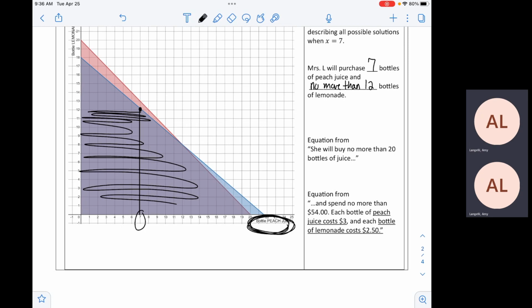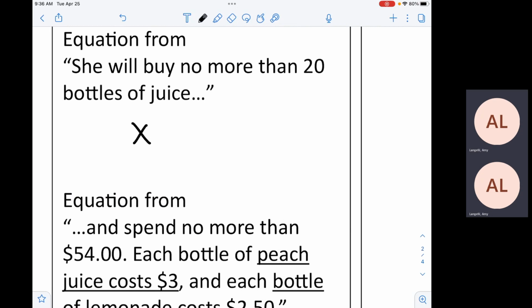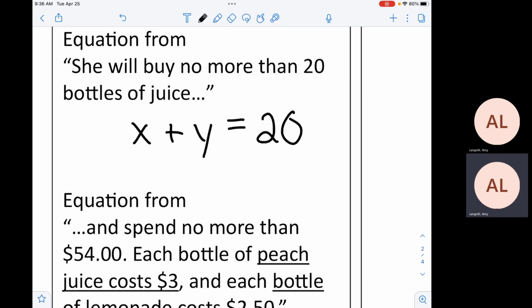Can anybody do this one? She'll buy no more than 20 bottles of juice. Is anybody able to do that? No more. Kind of. Almost. How about that? How much? Almost. You said equals 20? Oh, no, I actually thought you said 20, but this is still wrong. Does anybody know why it's wrong? No more. Less than or equal to. No more than 20 means less than or equal to. If she said she bought 20 bottles, you would get that with the equal sign. But no more means less than or equal to.